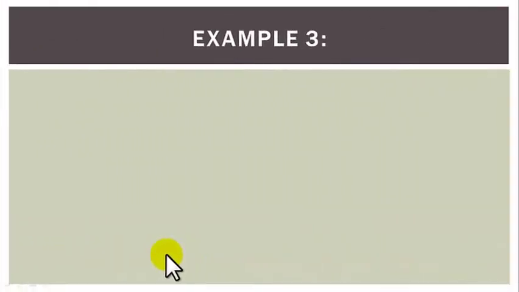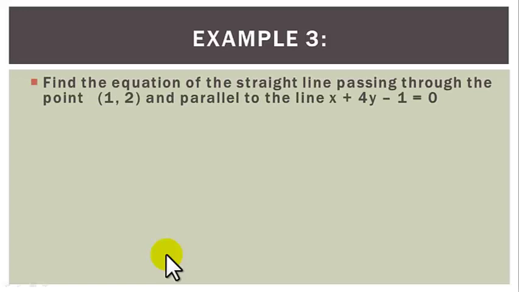Example 3. Find the equation of the straight line passing through the point 1, 2 and parallel to the line x plus 4y minus 1 equal to 0. Solution. First, we know that since a point is given, we need the slope to be able to obtain the equation of a straight line passing through this point. And since the required line is parallel to this line, and we know that parallel lines have equal slope, so you have to determine the slope of this line first.